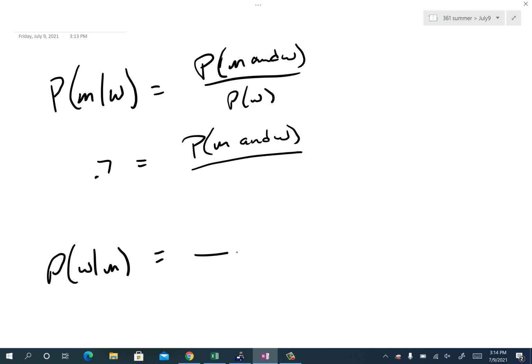Okay, and so we know that for men it's going to be on the bottom here. This is 0.5 for women. So as you can see, the probability that they both watch is equal to 35%, right? You can see that.